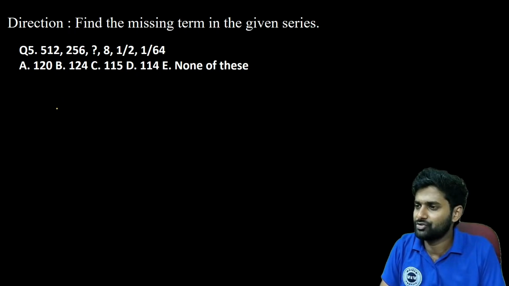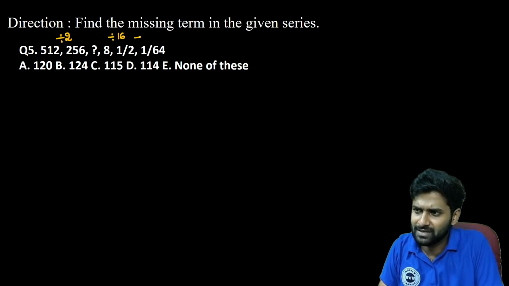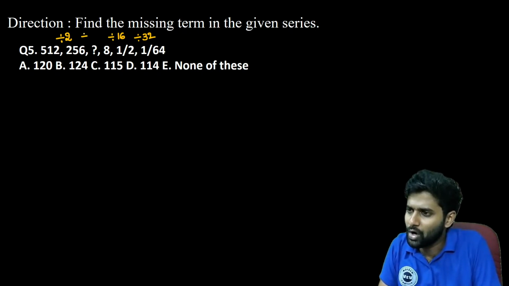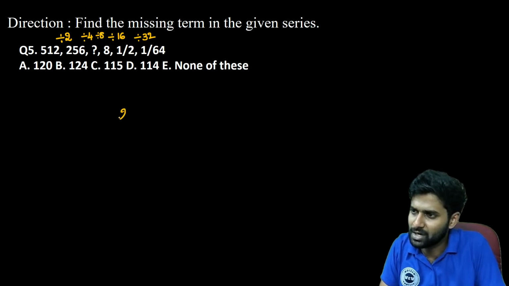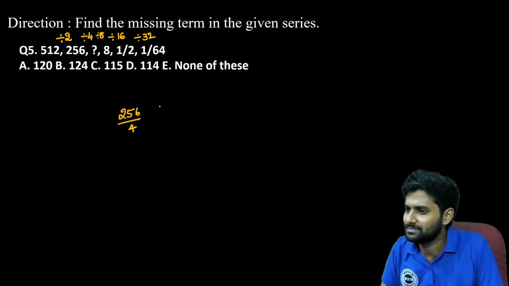Now see, 512, 256 is exactly divisible by 2. Now what I understand is that, see, if 8 becomes 1 by 2, it is exactly divisible by 16. Definitely this is exactly divisible by 32. 1 by 2 again divisible by 32 becomes 1 by 64. Now you have to take this value divisible by 4 and the next number divisible by 8. Now 256 which is divisible by 4. Now it becomes your resultant. Is it clear?